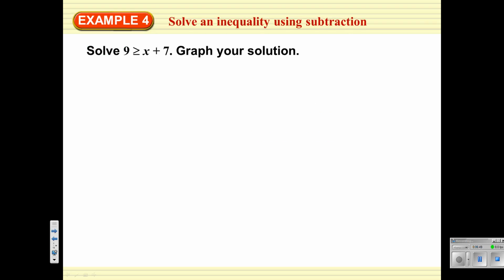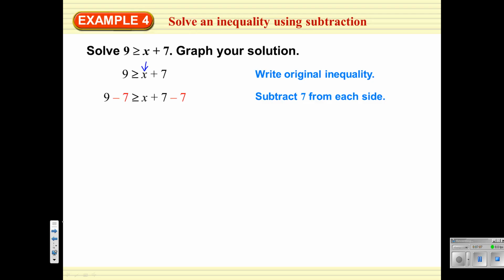Okay? All right. Now we're going to be using subtraction. So here's our inequality: 9 is greater than or equal to x plus 7. Again, our goal is to get the x by itself. The way we undo addition is by subtraction on both sides. Positive 7 and negative 7 add to 0, just like with equations. So we have x left on the right, and 9 minus 7 is 2 on the left. So x is less than or equal to 2.